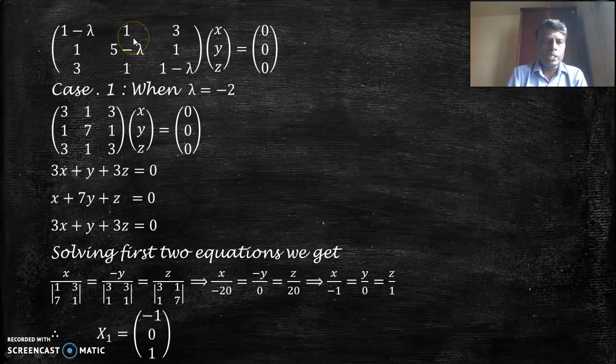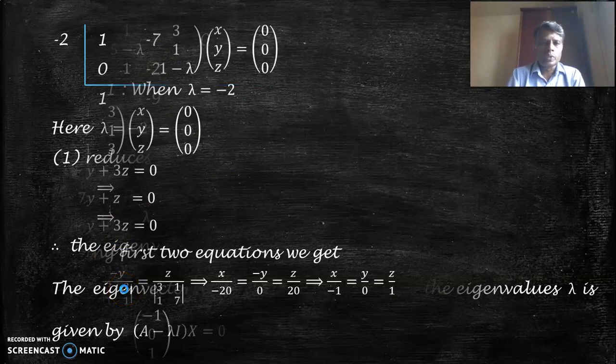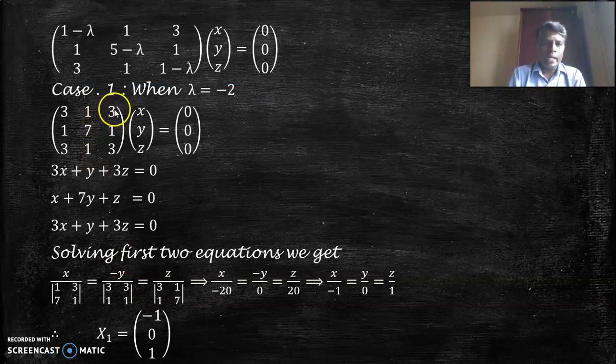Now we find out the eigenvector for lambda equal to minus 2. Here we are finding the eigenvectors when lambda equals minus 2. So we replace lambda by minus 2. Here we write minus 2 for lambda, minus into minus is plus, so 1 plus 2 becomes 3.